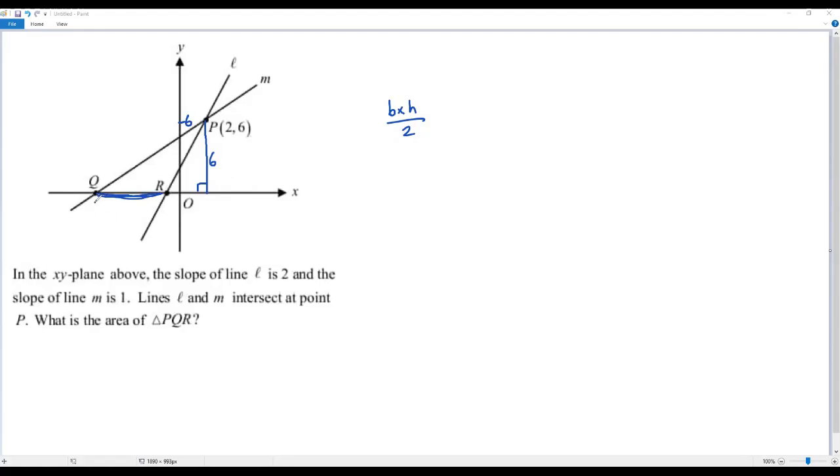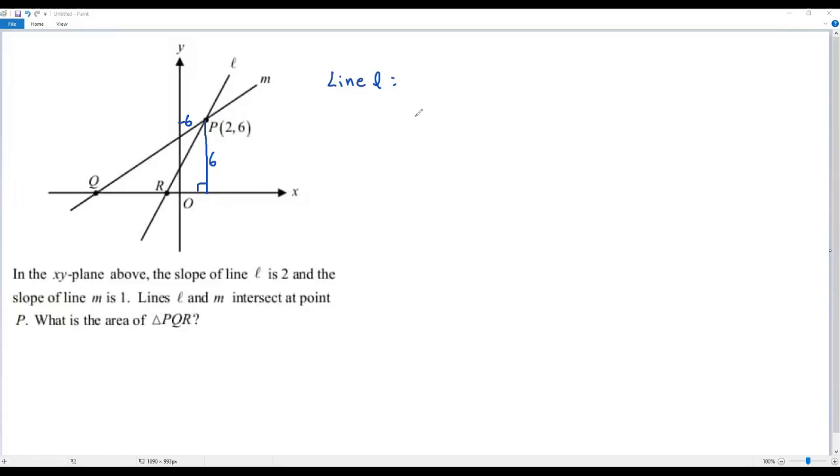Now to get the length of this line segment QR, we need the points Q and R, particularly the values we have on the x-axis over here, the points Q and R. Actually these 2 points are the x-intercepts of the lines L and M. Okay, now to get the x-intercepts of the lines L and M, what we need to do is get the equations of these 2 lines L and M. Okay, let's find the equation of line L. Let me write the stuff over here.